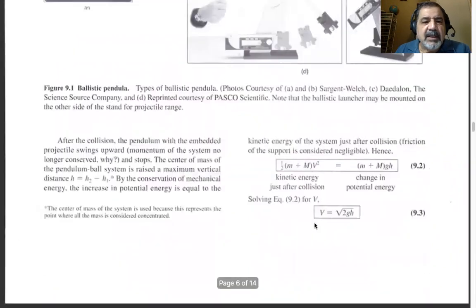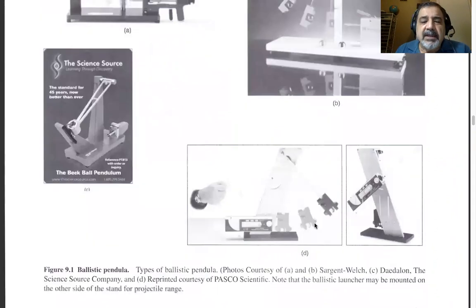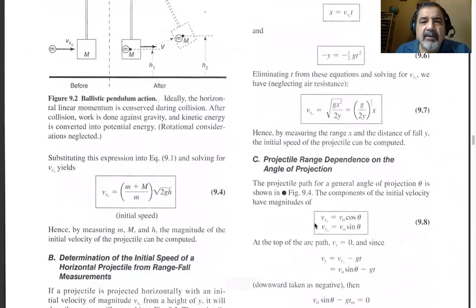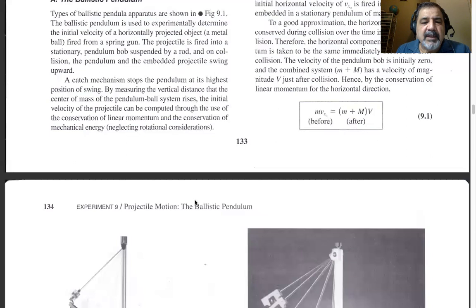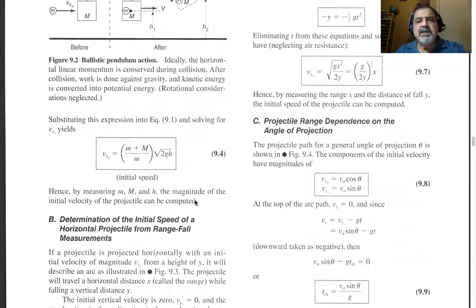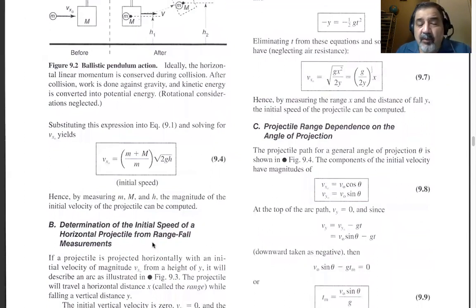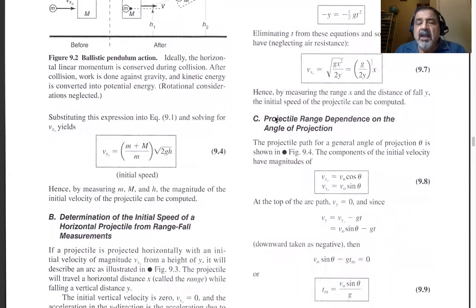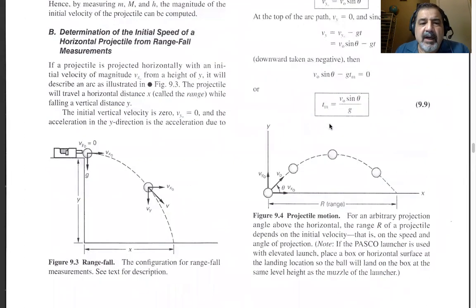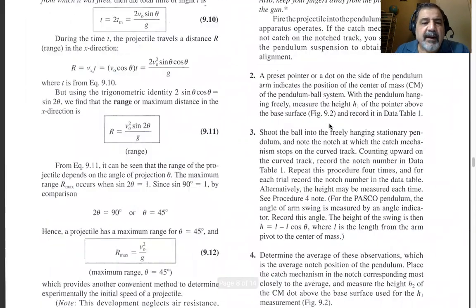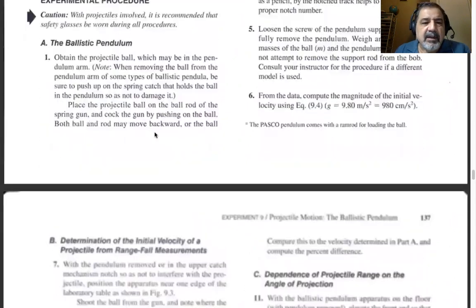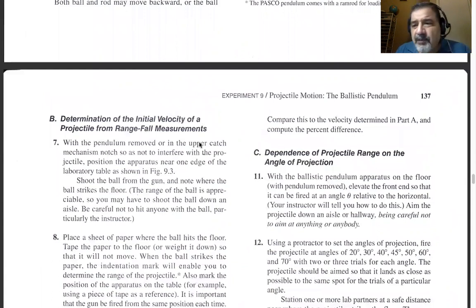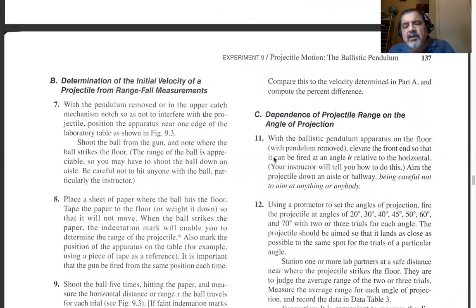We start with the, okay, that's still the discussion. I'm sorry, this is the theory: the ballistic pendulum, then the theory on the determination of initial speed of a horizontal projectile from range fall measurements, and then the projectile range dependence on the angle of projection. Those are the three parts. Then we get into the actual procedure: the ballistic pendulum, determination of the initial velocity of a projectile from range fall measurements, and dependence of projectile range on the angle of projection.